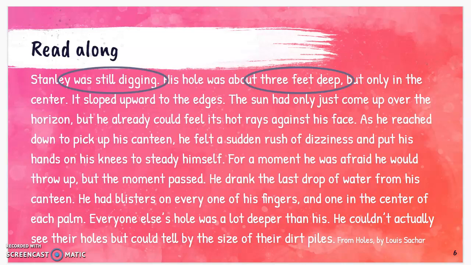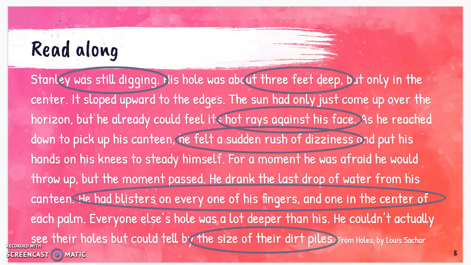But now we have to pause and think about the setting. We're getting a lot of details here. He says that the sun's only coming up over the horizon, but he could feel the hot rays on his face, and he has a sudden rush of dizziness. So he's been working hard in the heat, and he's starting to experience maybe heat stroke. It's an unpleasant feeling. I'm going to focus on where he describes the blisters on his fingers, on his hands.